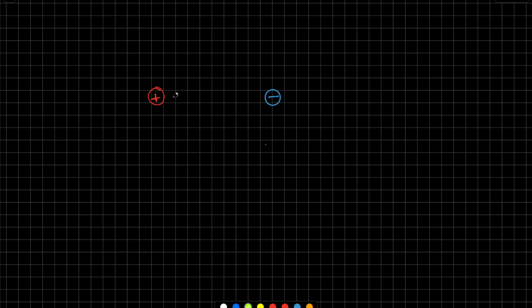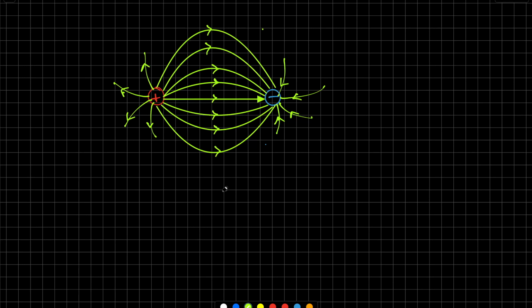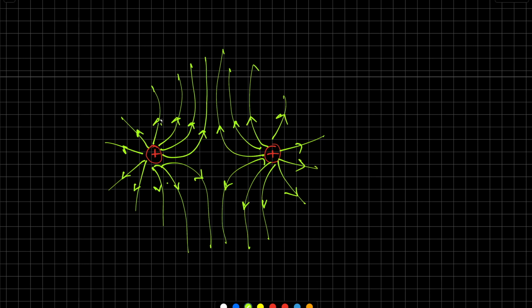Now if you have a positive charge and a negative charge, the electric field lines would originate from the positive charge and it would end up on the negative charge. So this is the electric field for a positive and a negative charge. Now if we have two like charges, this is how we model electric field for two positive charges that are very close to each other. Now for two negative charges, it's the same except the direction of the field lines are towards the negative charge.